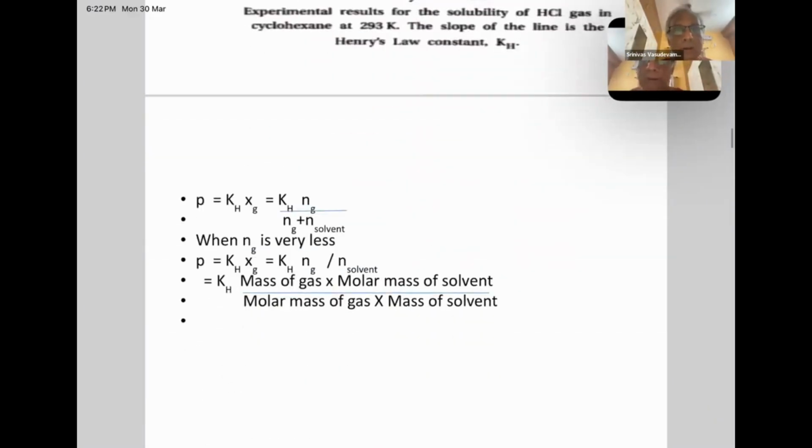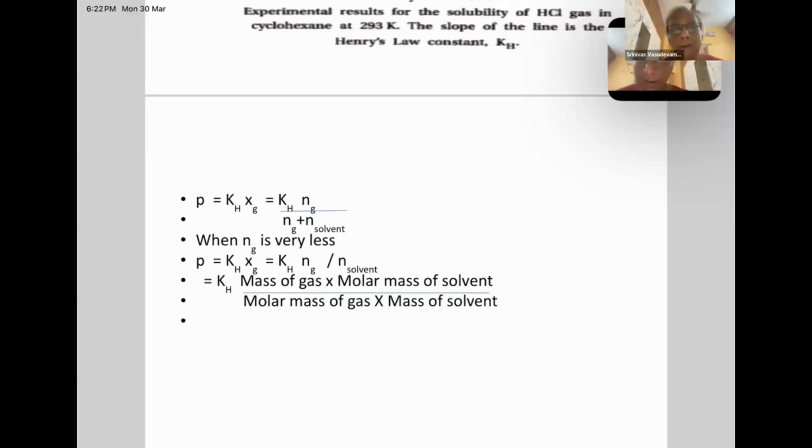So P equal to KH, that is Henry's law constant, into mole fraction of the gas. Mole fraction of the gas is nothing but number of moles of gas divided by number of moles of gas plus number of moles of solvent. When Ng, the number of moles of gas, is very small, then I can take Ng plus number of moles of solvent as equal to number of moles of solvent. In that case, I can write KH into number of moles of gas divided by number of moles of solvent. That is KH into mass of the gas divided by molecular mass of the gas, into molecular mass of solvent divided by mass of solvent.